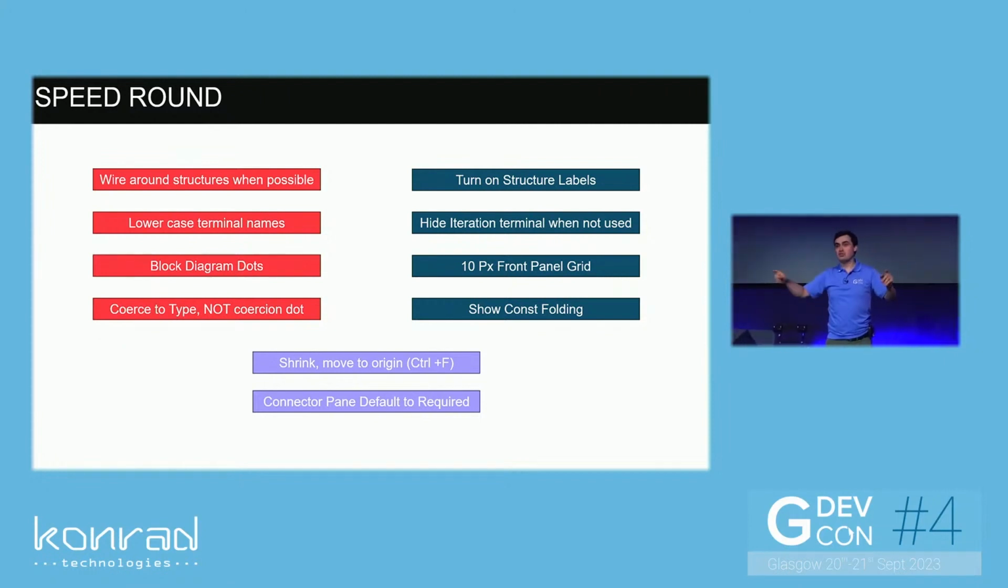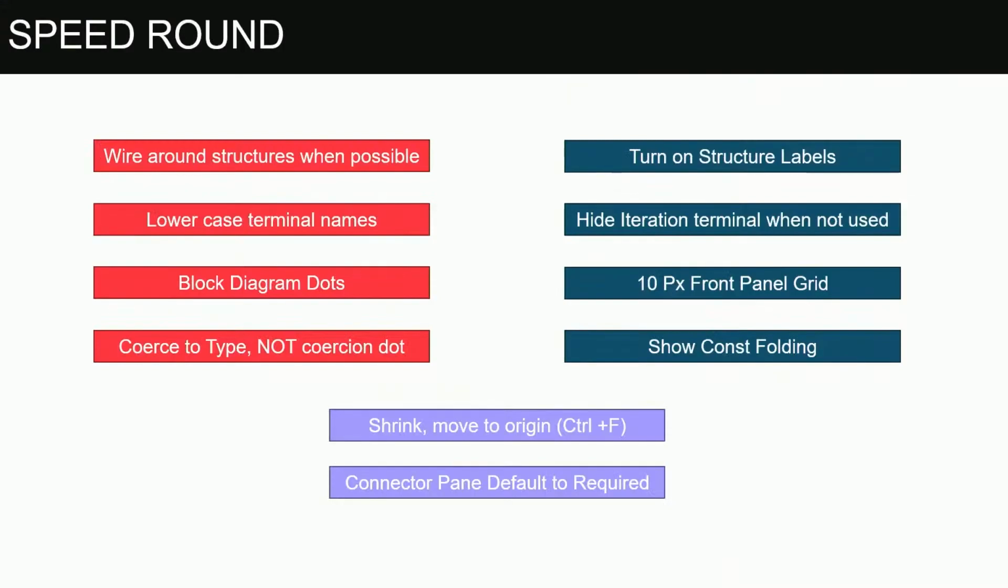Wire around structures whenever possible. Always turn on structure labels. That was actually my feature on the IDE Exchange. Lowercase terminal names. Hide iteration terminals when not used. Thank you for the shout out earlier. Block diagram dots, not grid or blank.